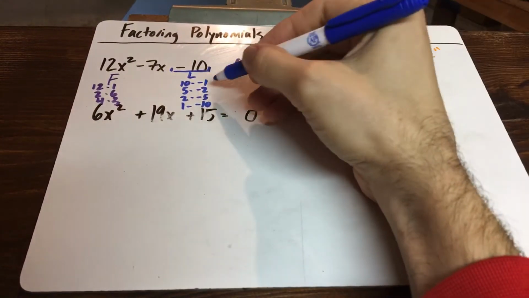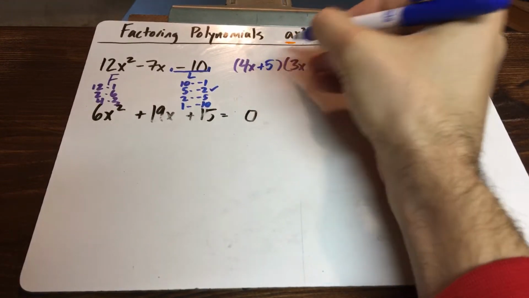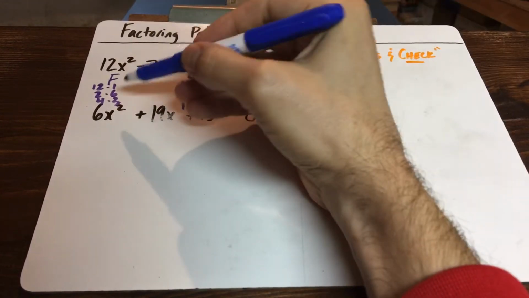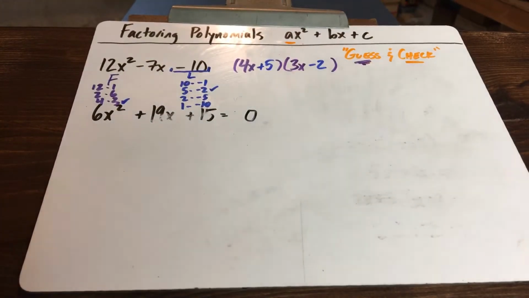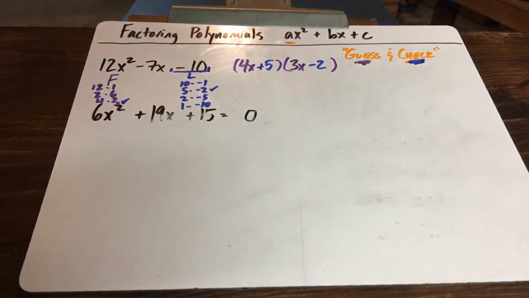Maybe just for my benefit, let's try this one, +5 and -2. We're just going to go down the list. So I'm trying this combination with this combination. We're just going to guess, and now we need to check it. How do I check it? Okay, I've already set up the letter F in my FOIL.